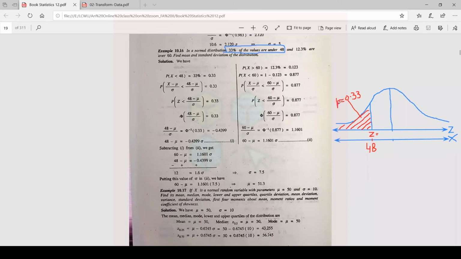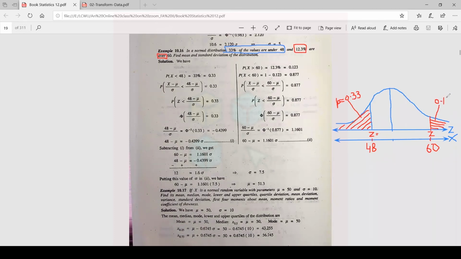One more expression is given here, 12.3%. So how much area is this one? 0.123. 0.123 are over 60. Over 60 means 60 must be here, and over 60 this shaded area is only 0.123. So the word over shows we are going to shade the area above the point 60. So 60 is here, and the corresponding value of z we have to find. This expression involves (60 minus mu) over sigma, and this probability is given as 0.123.